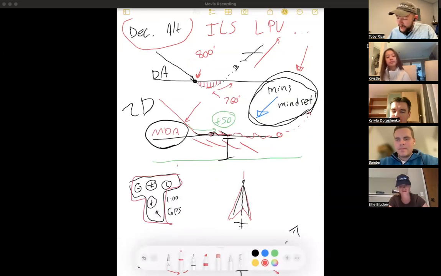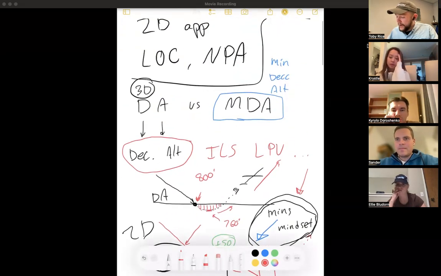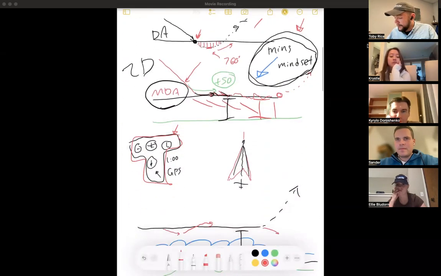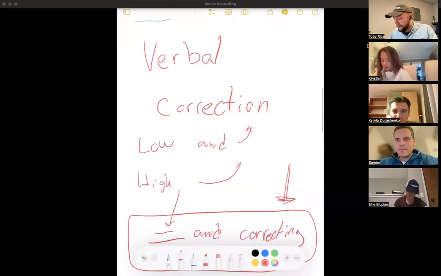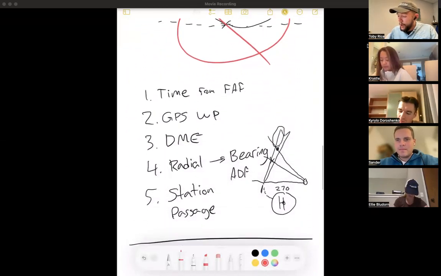As long as your altimeter is set correctly and you are using the correct chart that shows the correct altitude, you should be a certain height above the ground and not have a problem. So minimums mindset combined with not going below the minimum descent altitude, and if you do, correct immediately. Add that to verbal corrections to yourself. I'm low and correcting, I'm high and correcting, left and correcting, right and correcting. As well as knowing where the missed approach point is critical. Those are some of the biggest points.